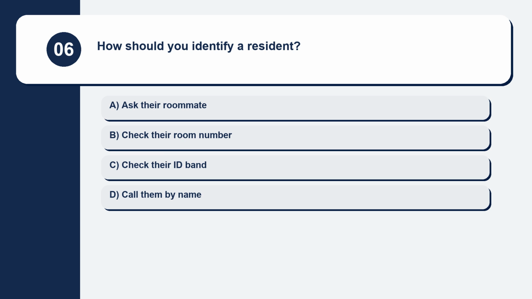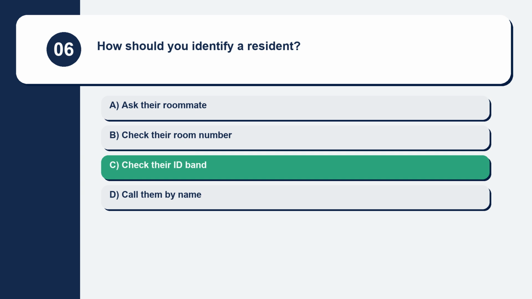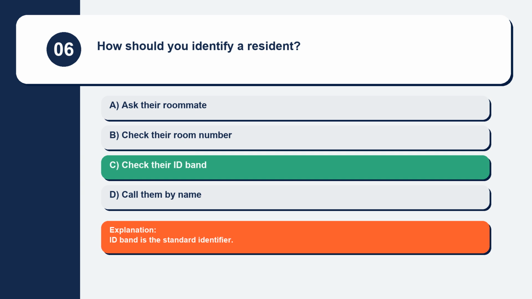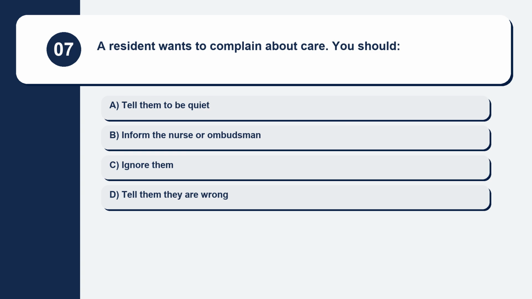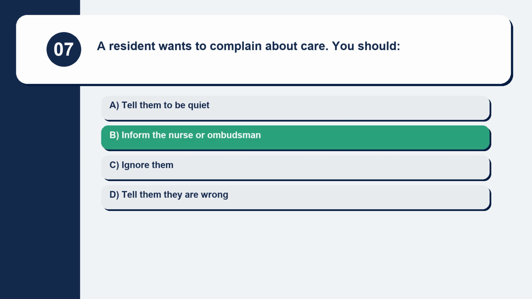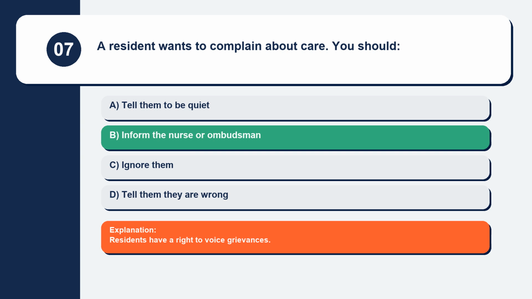Question 6. How should you identify a resident? Ask their roommate, check their room number, check their ID band, call them by name. ID band is the standard identifier. Question 7. A resident wants to complain about care. You should tell them to be quiet, inform the nurse or ombudsman, ignore them, tell them they are wrong. Residents have a right to voice grievances.